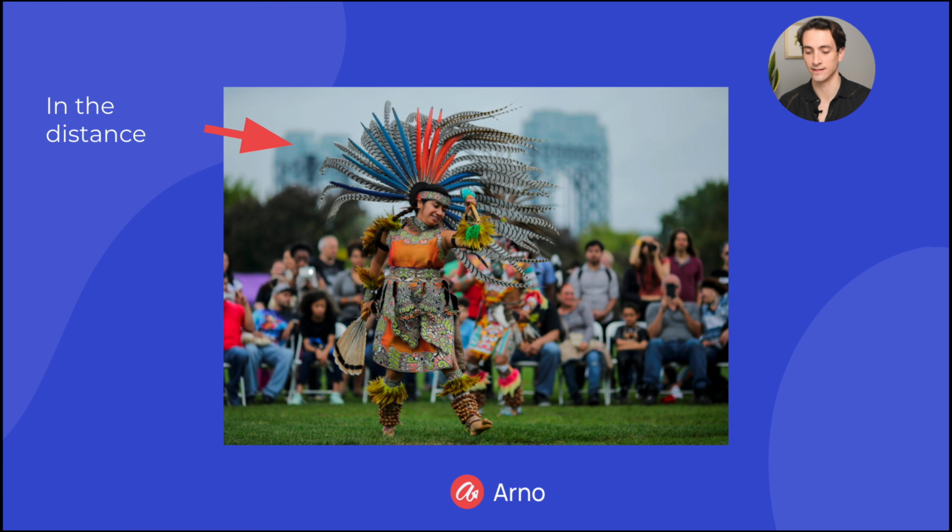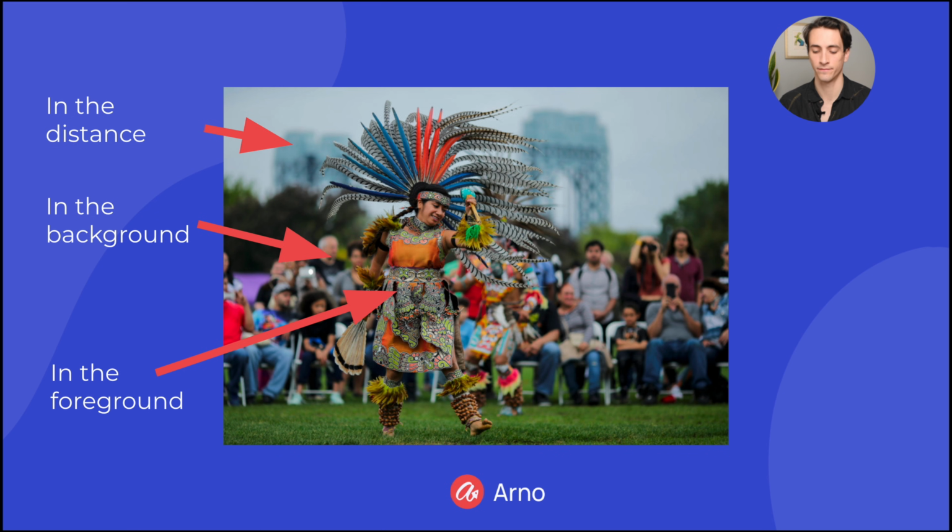First is in the distance. This means something that is far away or over there. In the background. This is similar to in the distance, but usually in the distance means even further away than the things in the background.